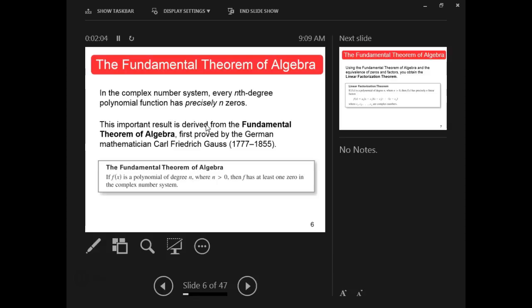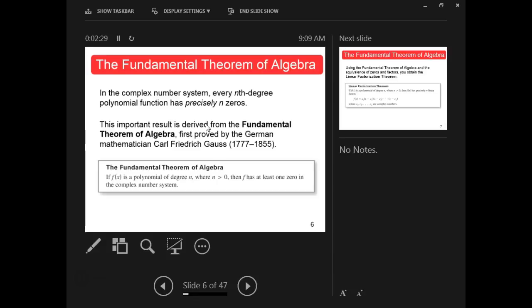But some of those could be complex. And that's exactly what we ran into before. If we had a 5th degree polynomial, you might wind up with only 3 or 4, 2 or 1. You always would have at least one real zero. The rest of them could be complex. There could be some that are multiplicity. Okay? So this is an important result.